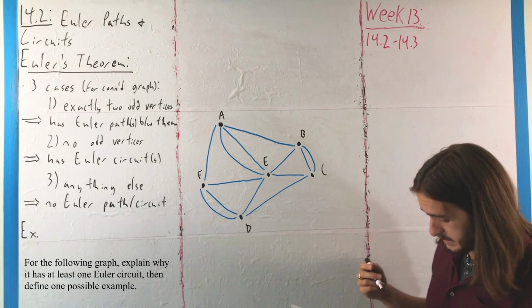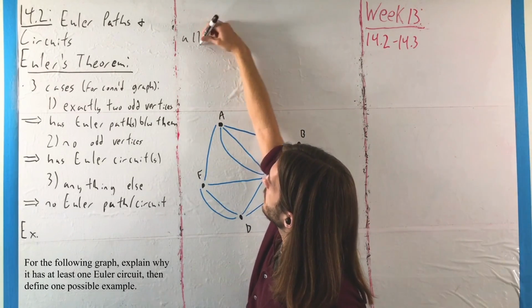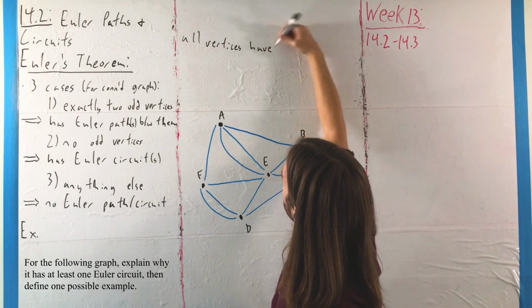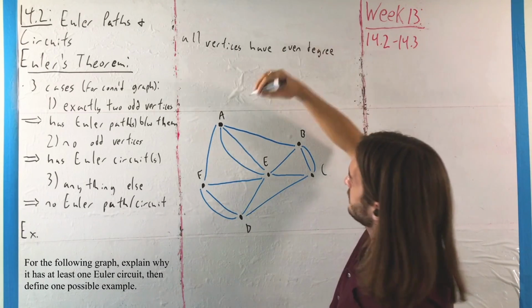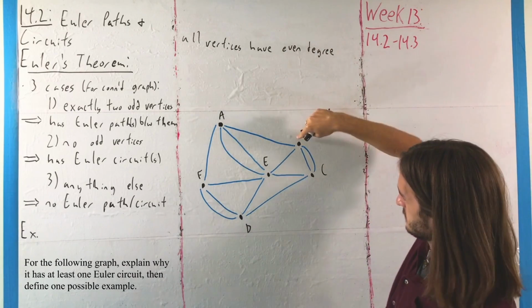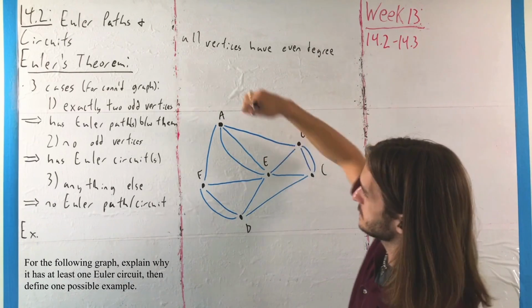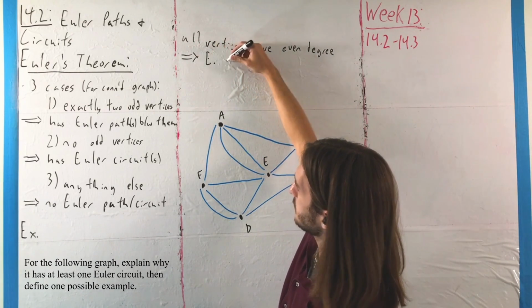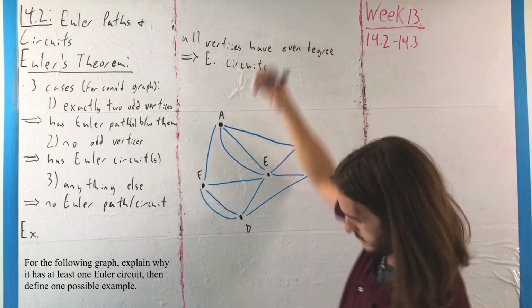But as we can see here, all of our vertices are going to have even degree. As we can see, you've got degree 4, degree 4, degree 4, degree 4, degree 4, and degree 6. So we have ourselves some Eulerian circuits, which I'm going to abbreviate E circuits here.